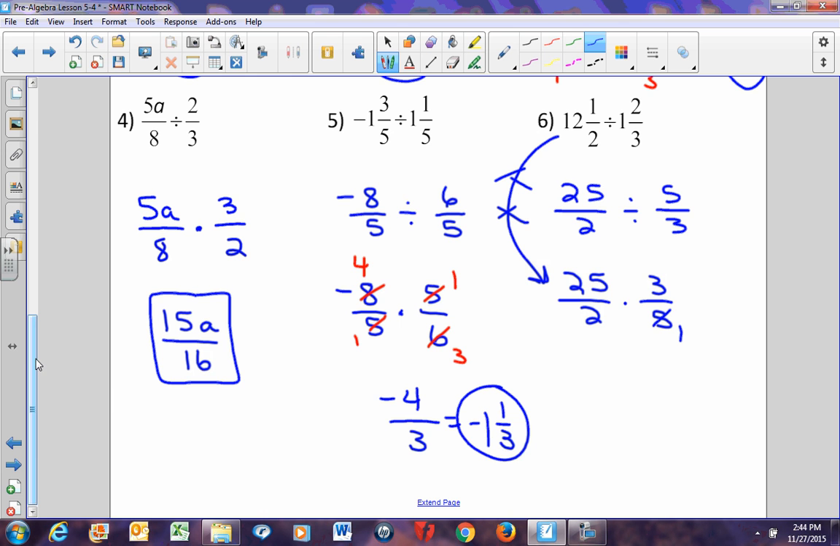5 goes into itself once, goes into 25 5 times. 5 times 3 is 15, 2 times 1 is 2. 2 goes into 15 7 times, 7 times 2 is 14 with a remainder of 1, so it's 7 and 1/2. And that's multiplying and dividing fractions. Not difficult. It's actually much easier than adding and subtracting because you never have to find a common denominator.